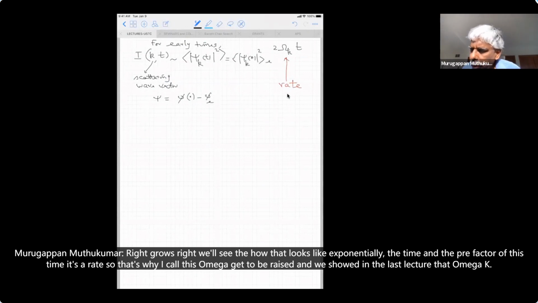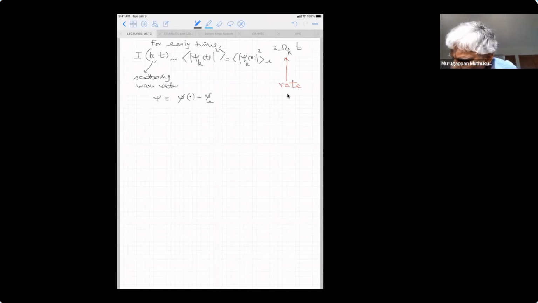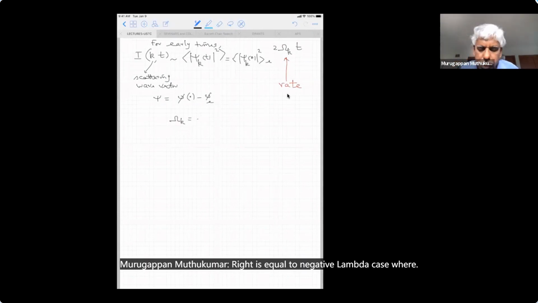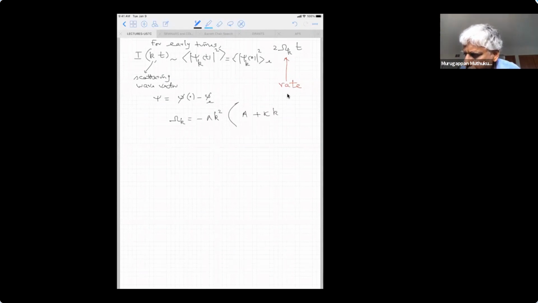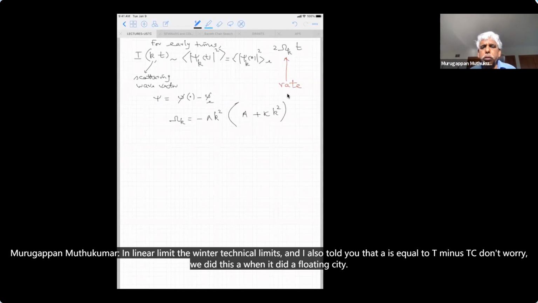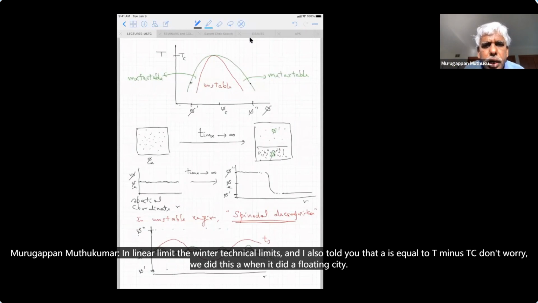And we showed in the last lecture that omega K is equal to negative lambda K squared times A plus kappa K squared in the linear limit, the Cahn-Hilliard limit. And I also told you that A is equal to T minus TC. Remember, we did this when we did Flory-Huggins theory.